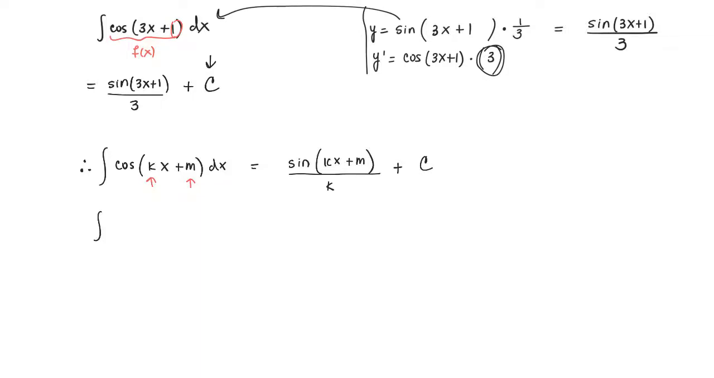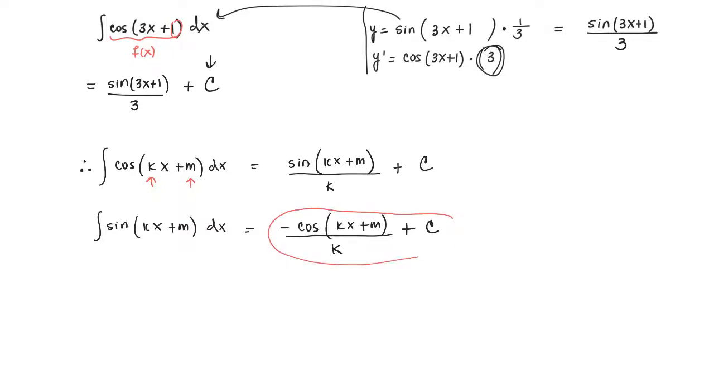If you're asked to calculate the integral of sine of kx plus m dx, let's think which function has a derivative of sine x. If I consider negative cosine, the derivative of negative cosine will be positive sine. And then the linear expression will stay there, but now I have to divide by k, and I have to add c. If you want to try, differentiate this expression. If you differentiate that expression, you're going to get this one right here.